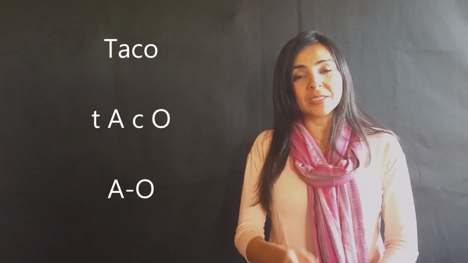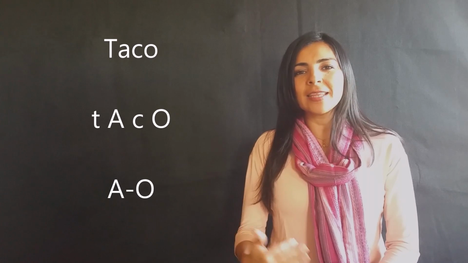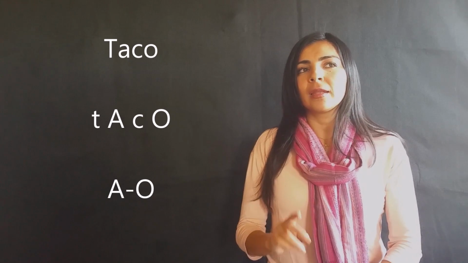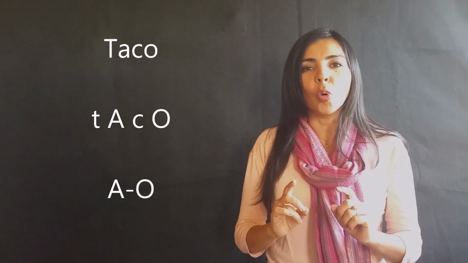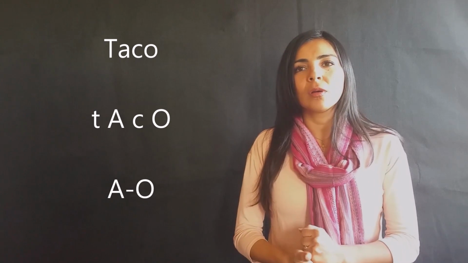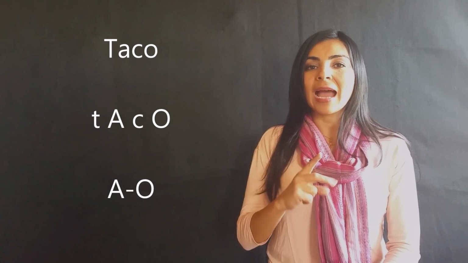So I tell my students, okay, let's say A-O. And at the beginning they say A-O. And I'm like, it's not A-O, it's A-O. Listen to the sound, A-O. Okay, let's say it 3 times. A-O. A-O. A-O. Okay, now let's add the consonants. Taco. So let's say it 3 times, and then the 4th time we add the consonants, okay?